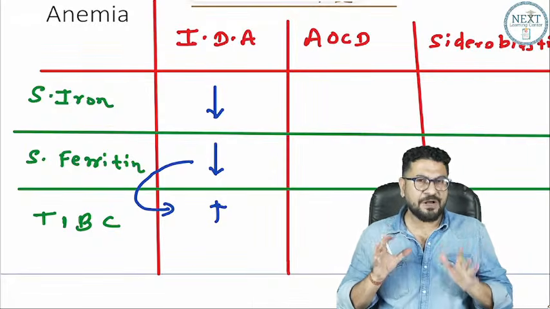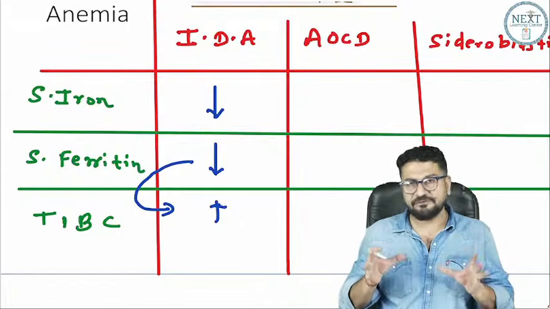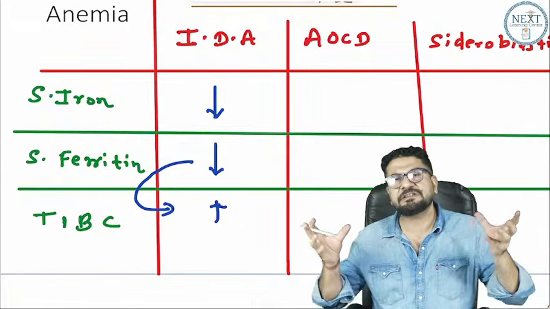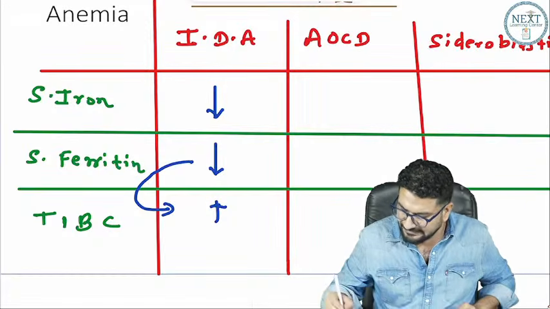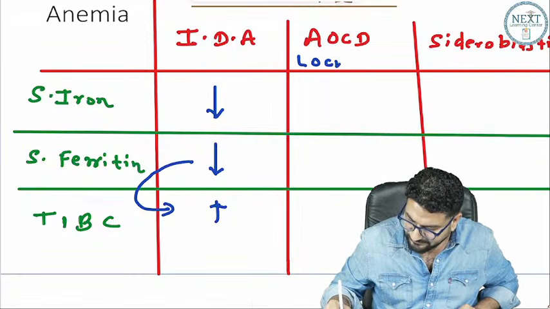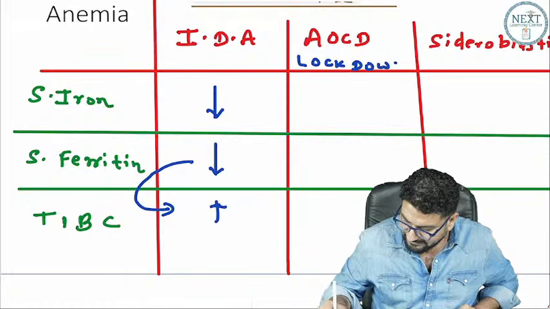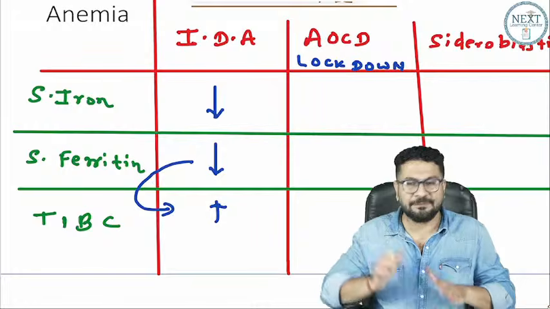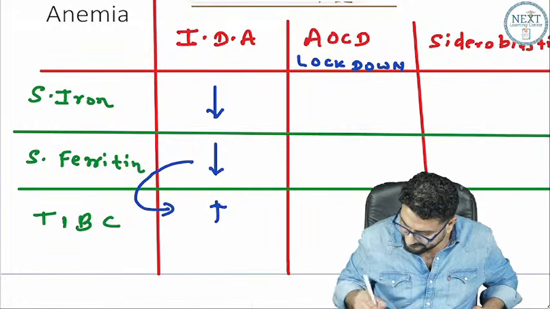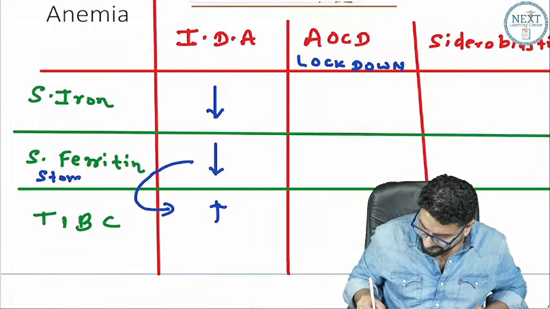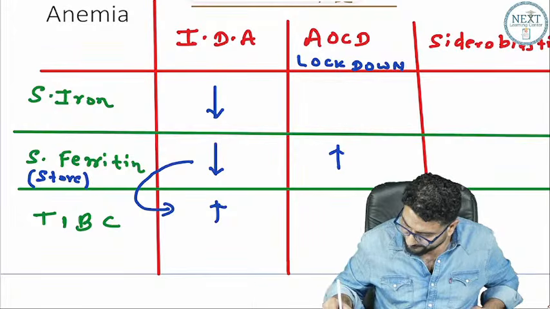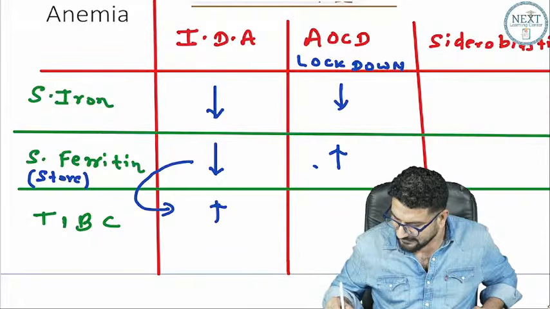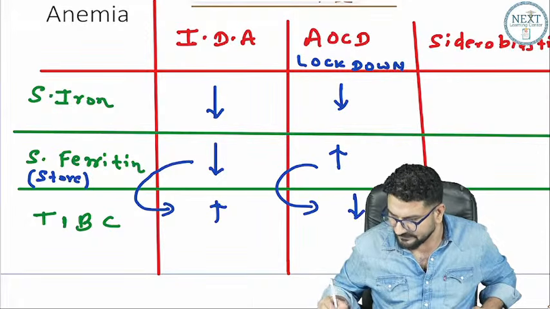In anemia of chronic disease, chronic inflammation will produce macrophages. Macrophages, with the help of a protein called hepcidin, will trap all the iron within the store. It's like a lockdown, like the COVID lockdown, where people are more at home. So here iron is more in the stores, but not in the blood. Ferritin will reflect the store. So store form is more, but in the serum it is less. And what about TIBC? TIBC will be decreased.